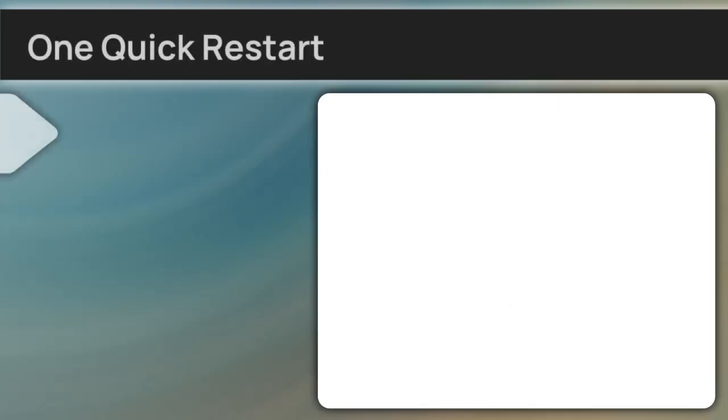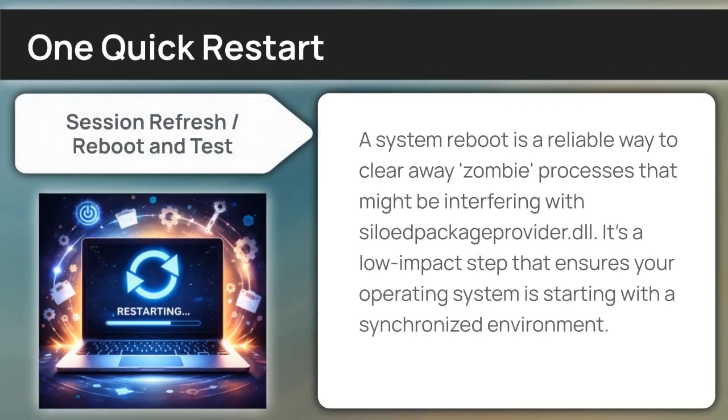A full system restart clears the temporary memory cache and allows Windows to attempt a fresh initialization of all required libraries, including Siloed Package Provider.